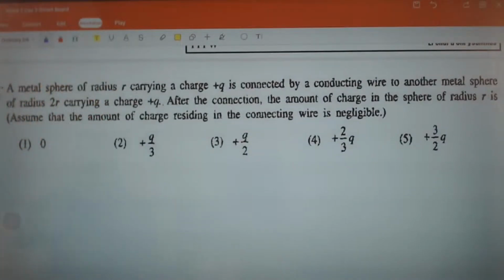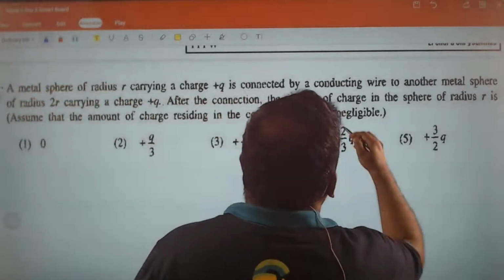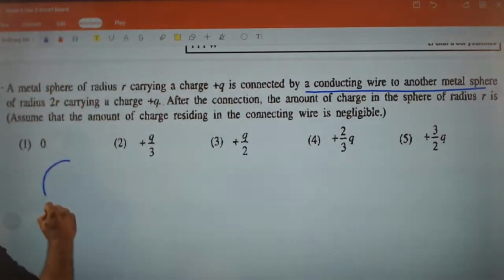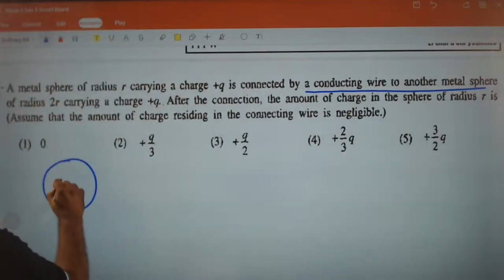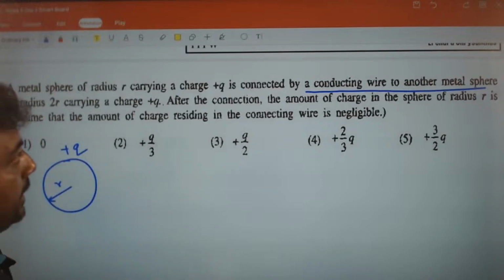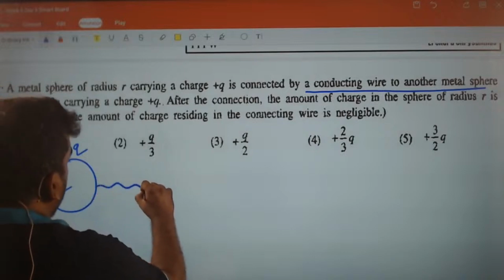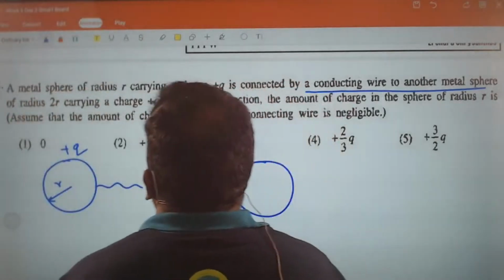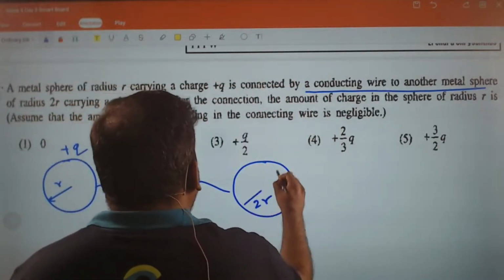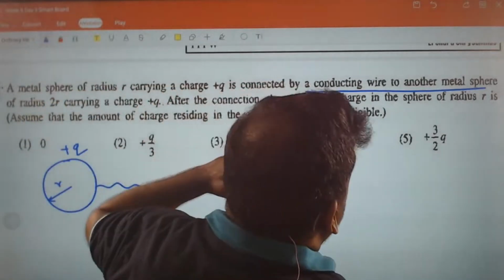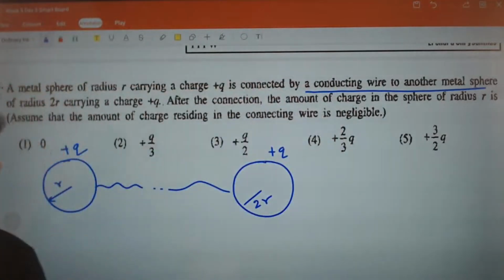Question number 12. A metal sphere of radius r carrying a charge plus q is connected by a wire to another sphere of radius 2r carrying another charge plus q. After connection, the amount of charge in the sphere of radius r is?